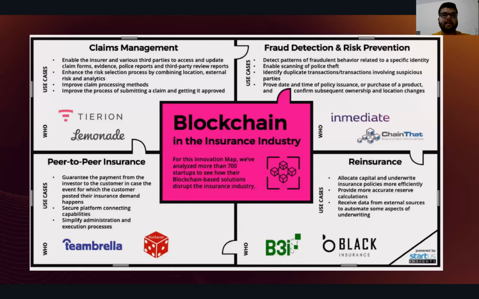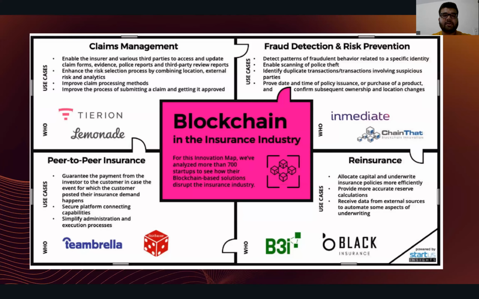So moving on to the next slide, which tells about blockchain in the insurance industry. As we can see here, this is claim management, and it enables the insurer and various third parties to access and update claim forms. This is fraud detection and prevention, which detects patterns of fraudulent behavior. It identifies duplicate transactions and proves the date and time of the policy issuance.